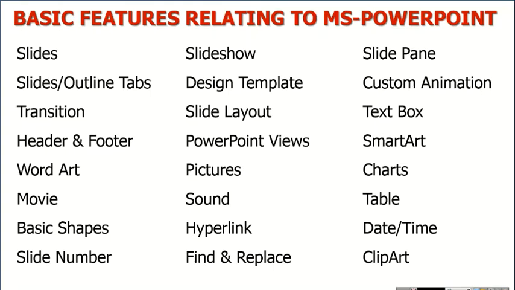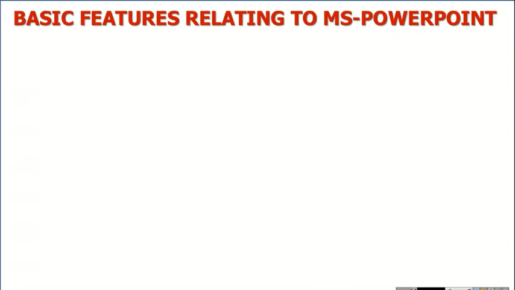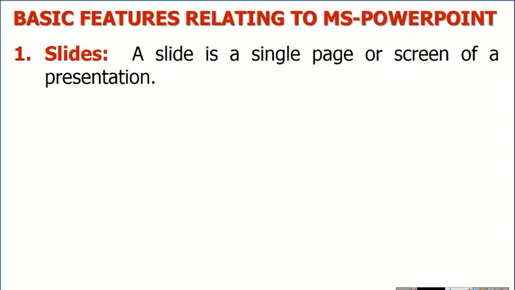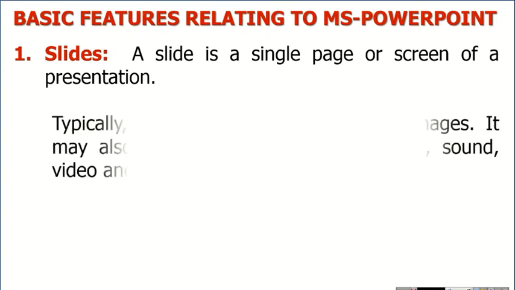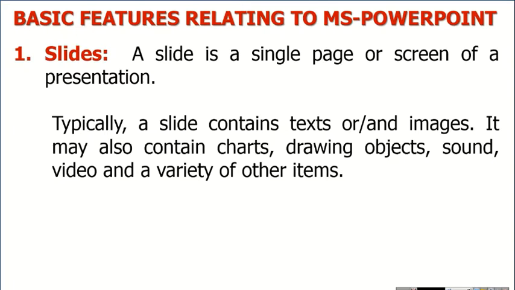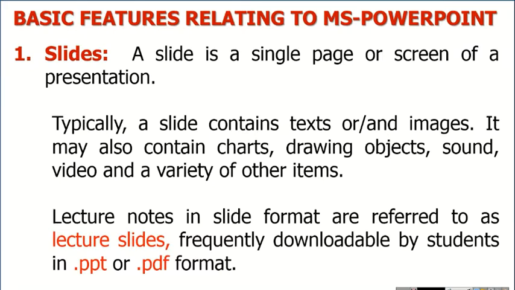Now let's look at some of the features. Let's explain some of the features of PowerPoint so that it will help you understand how to go about working or creating slides in PowerPoint. Number one, slides. A slide is a single page or screen of a presentation. Typically, a slide contains text and images. It may also contain charts, drawing objects, sound, video, and a variety of other items. Lecture notes in slide format are referred to as lecture slides, frequently downloadable by students in .ppt or .pdf formats. .ppt here refers to the format of the file, and PDF stands for portable document format.